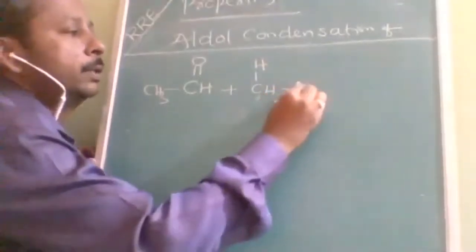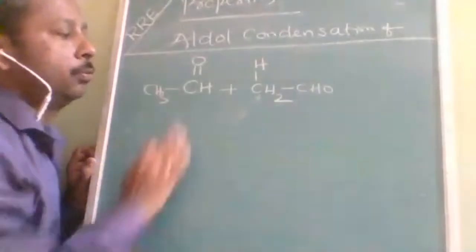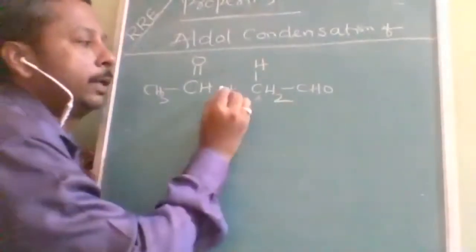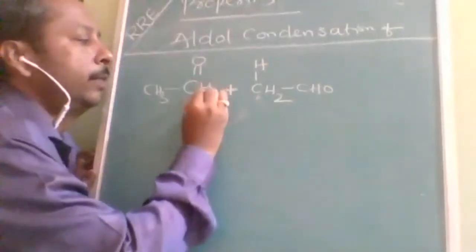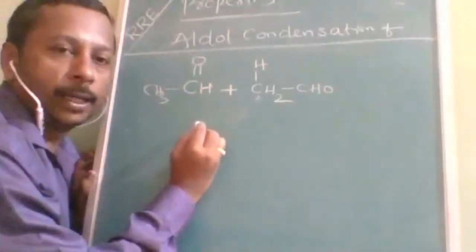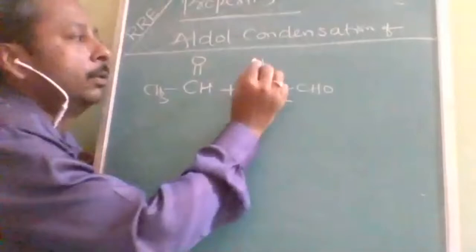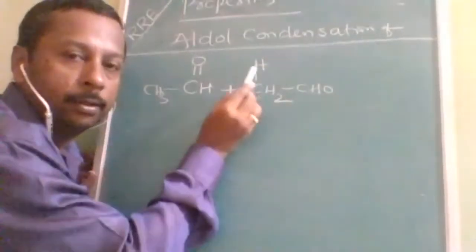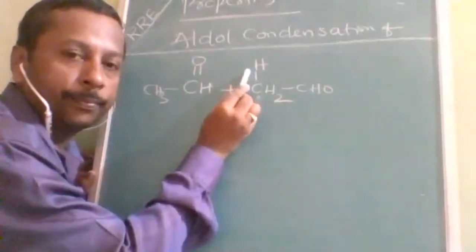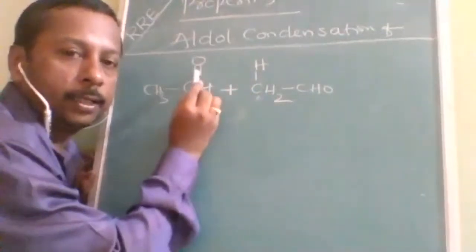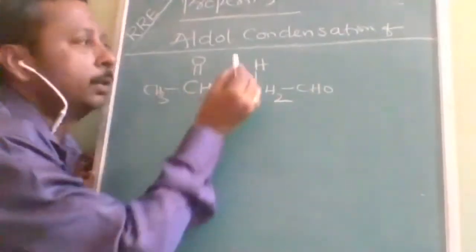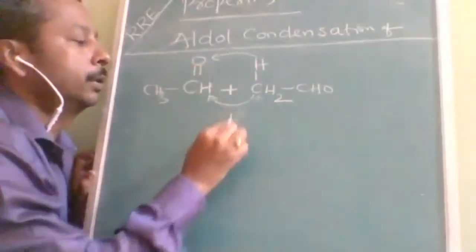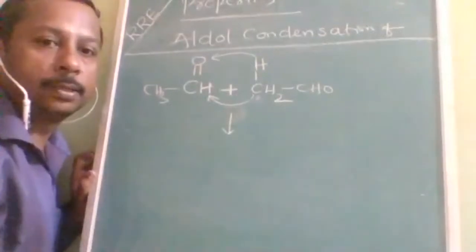So this is the CHO. Is it understood? I have written the 2 moles separately for easiness. This is a trick, not a mechanism. You have to be very careful. This is not a mechanism, this is a trick only. In one molecule, you should highlight the alpha hydrogen. In another molecule, you should highlight the carbonyl group. Just add this to this and this to this. Then your product is there.